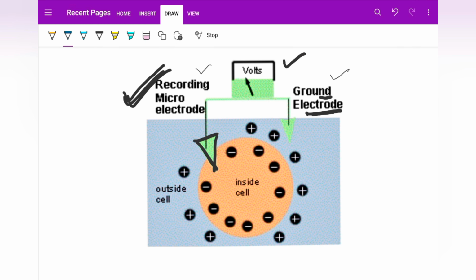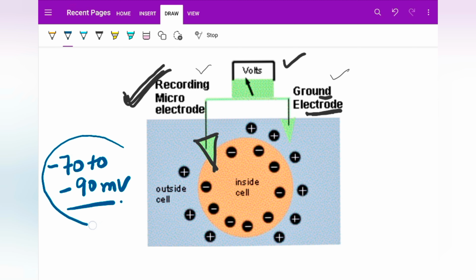So when scientists actually studied and recorded, they found that when cells are not electrically stimulated, or when cells are in the resting state, the membrane potential was somewhere between minus 70 to minus 90 millivolt. And they called this RMP, resting membrane potential. So what is RMP? This is present in almost all cells, and this is a potential difference across the cell membrane of somewhere around 80 millivolt with negative inside the cell.